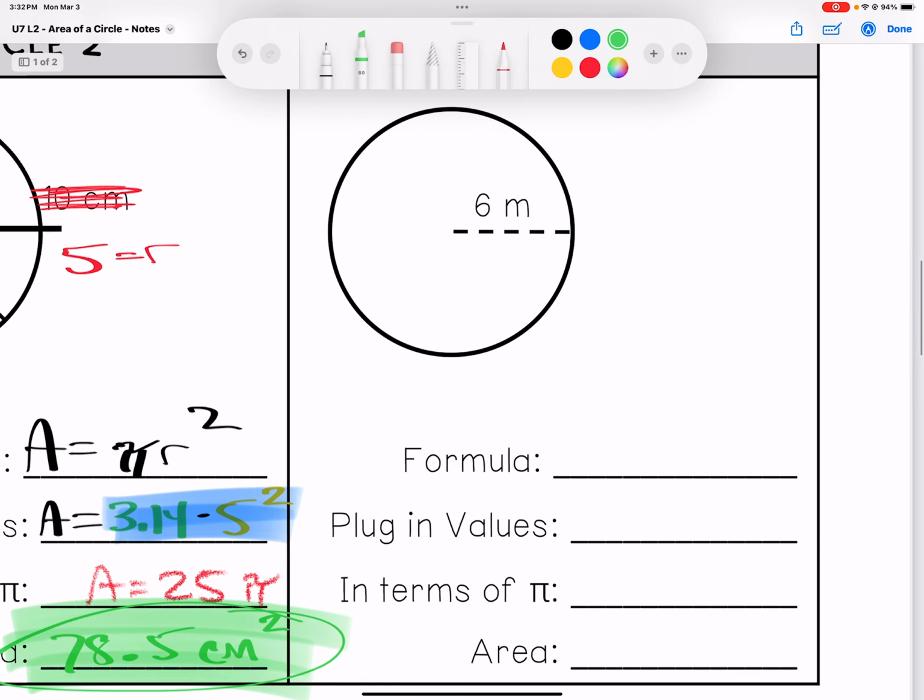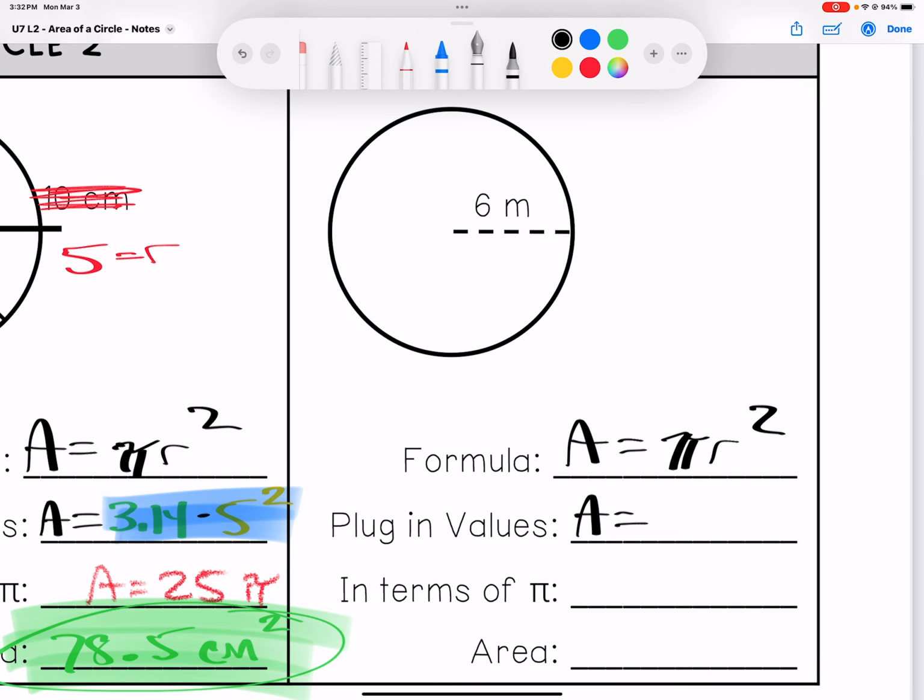All right. The last one, same exact thing. Area equals pi times r squared. Just plug in all of your values. 3.14 times r squared, which is 6 squared.